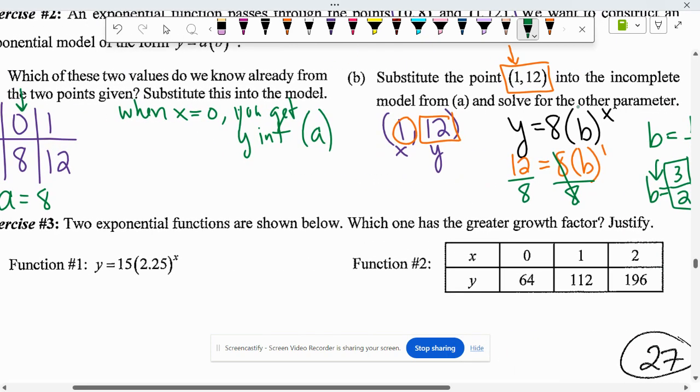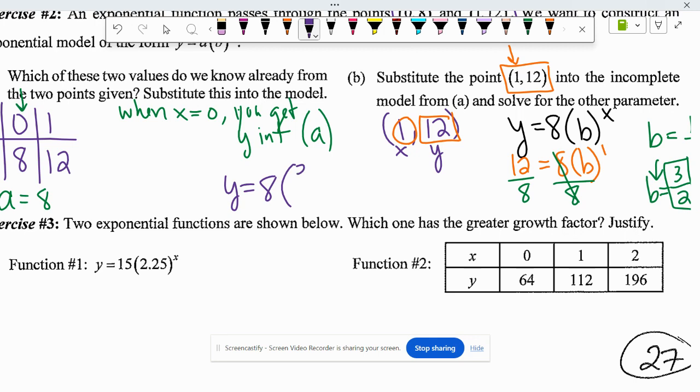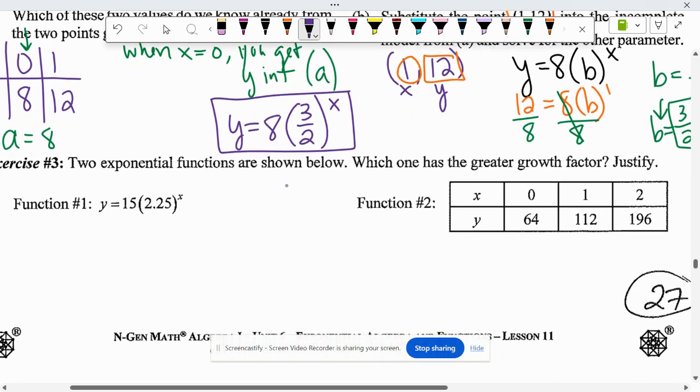So what is our equation going to be? y equals 8 times 3 over 2 to the power of x. You guys just came up with that from two ordered pairs.